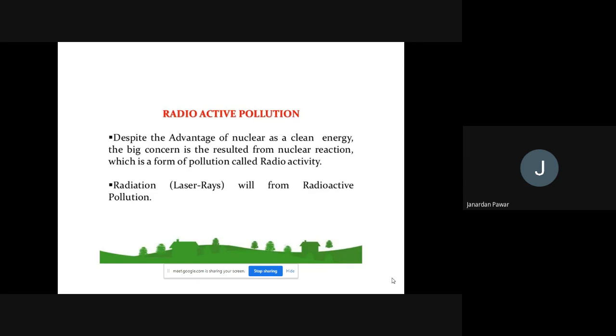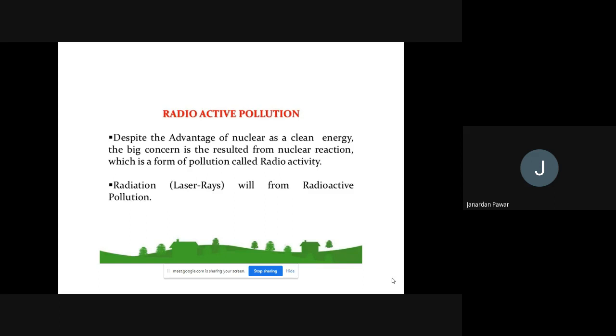Some radiations come out, or are contained in that sort of energy, and as a result of that, we have to face the problem of radiation, which is called laser rays, which are not good for human health. And nowadays it is happening. Even when we use mobiles, laptops and screens for different purposes, radiations come out.